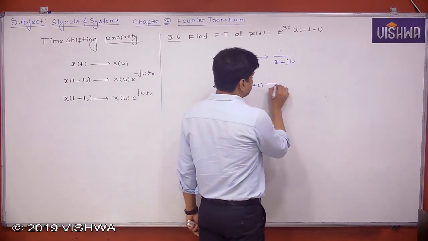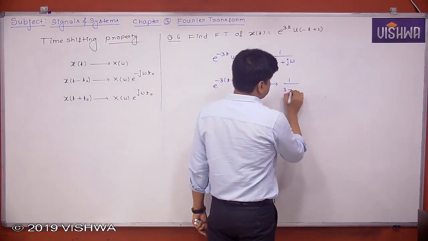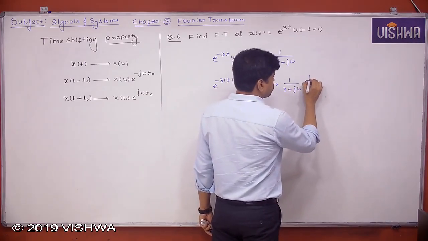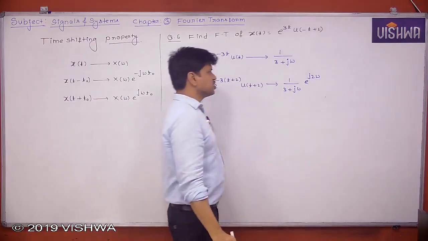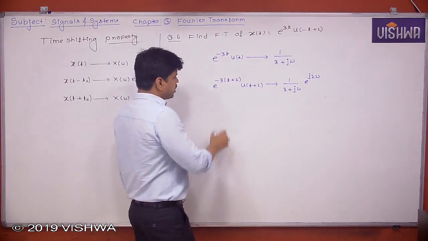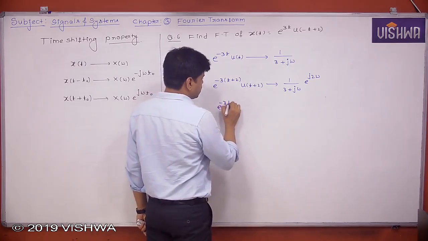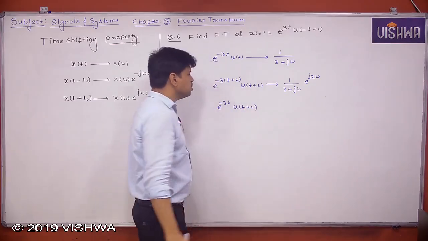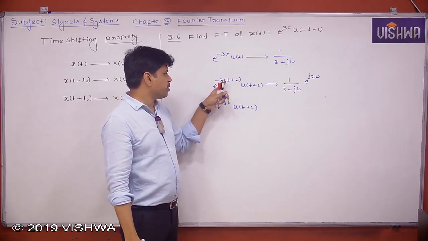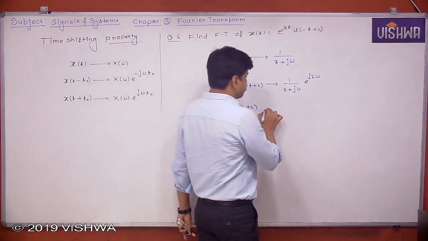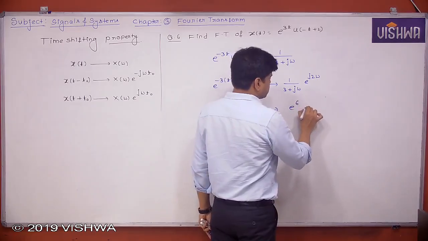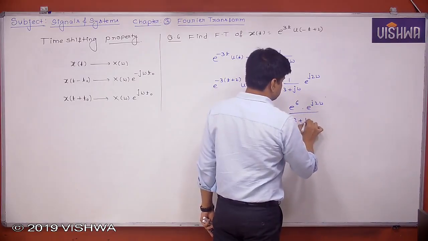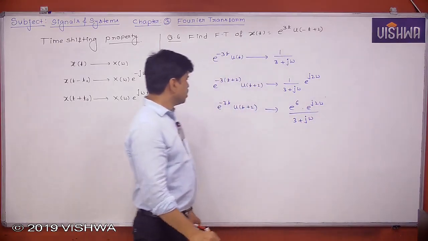That means we have to multiply this function with e power j omega 2, that is e power j 2 omega. So with this function we have to multiply. Now, if you observe carefully, this is e power minus 3t, e power minus 6 u of (t plus 2). So in this one we have an extra e power minus 6. Bring it to this side, so it is going to be e power plus 6, e power 6, e power j 2 omega by 3 plus j omega. Up to this part it is okay.